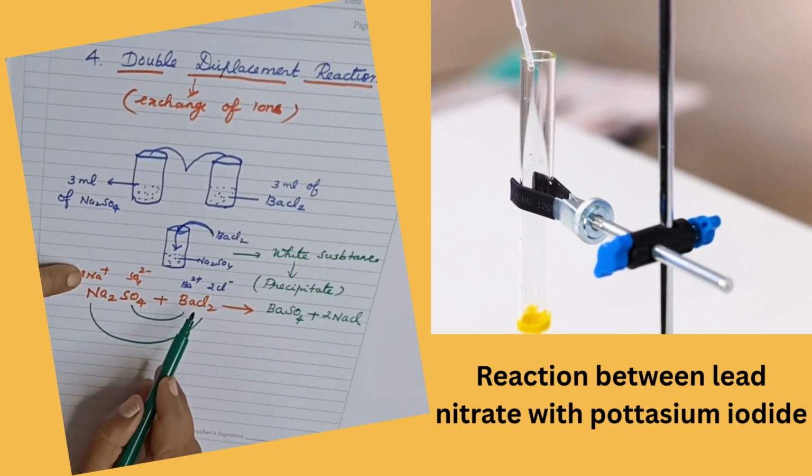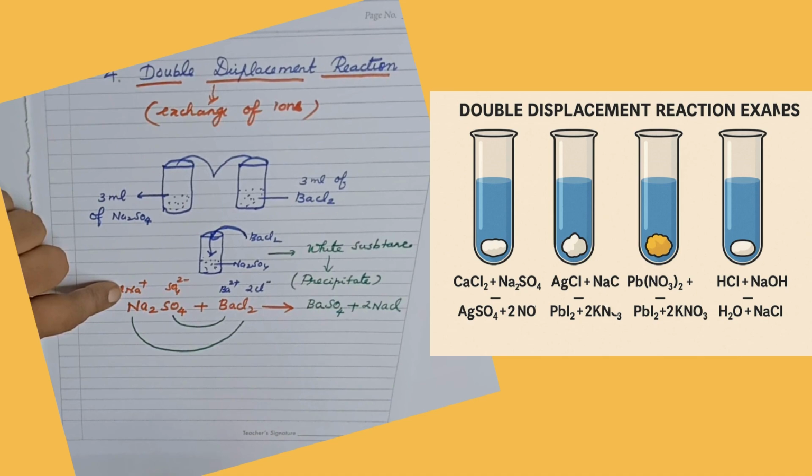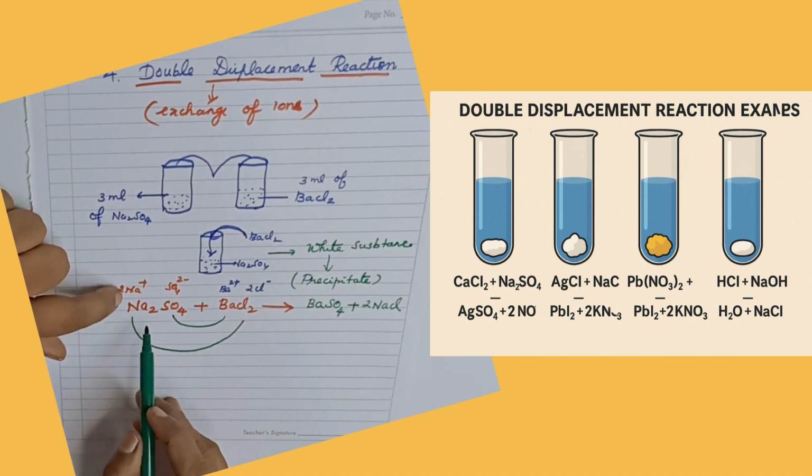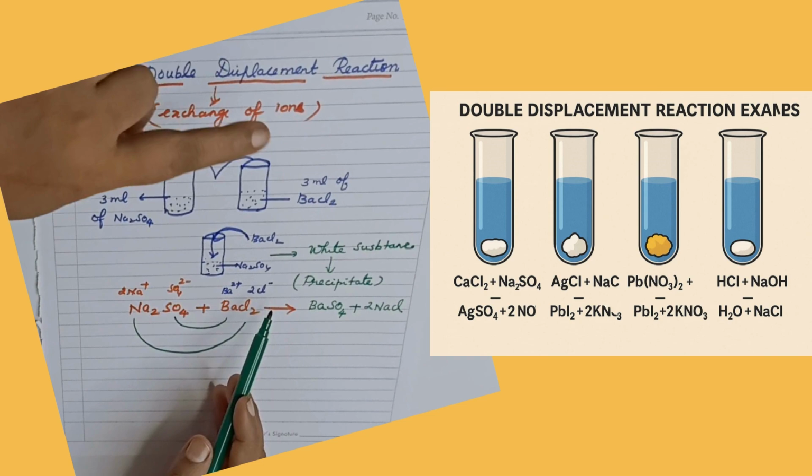Exchange of ions. Exchanging means giving the old one. Already in the month of December we used to see that exchange offer. Exchange offer means we want to give the old one and get the new one. That is called exchange offer. So here also, there is exchange of ions between the two reactants, that is called a double displacement reaction.